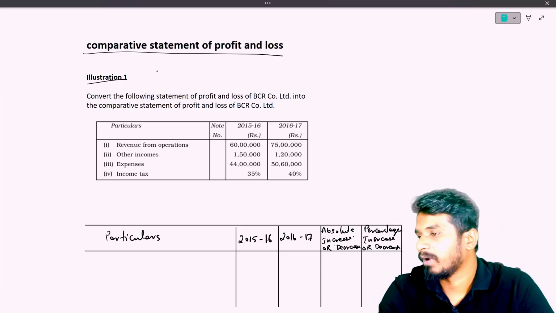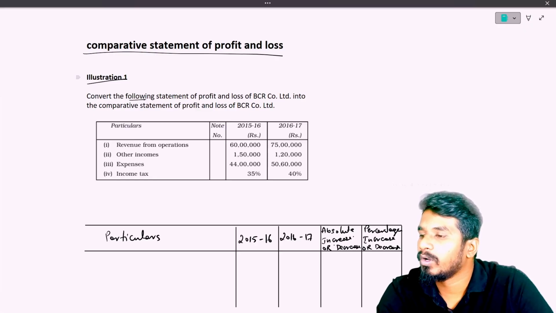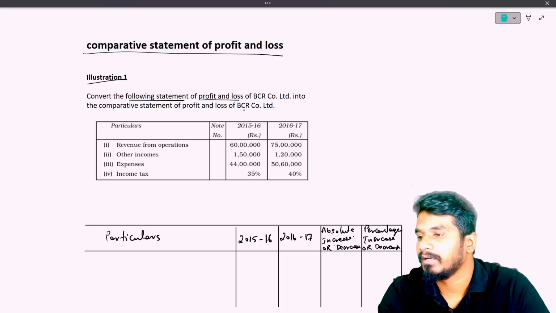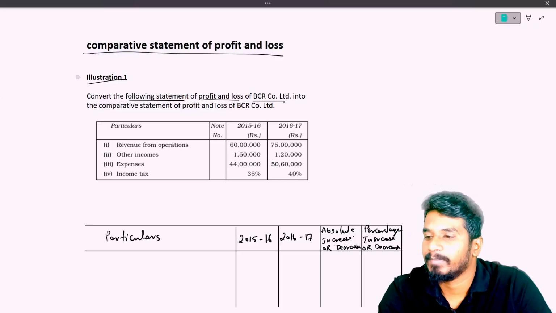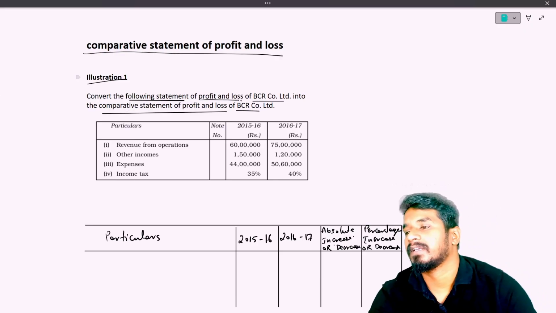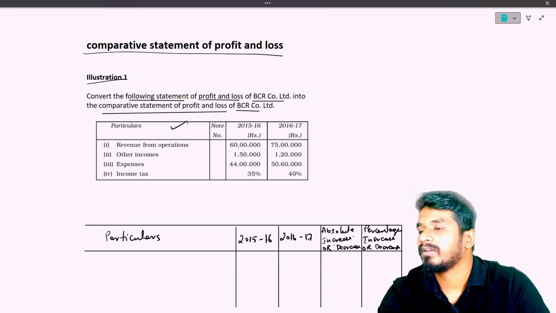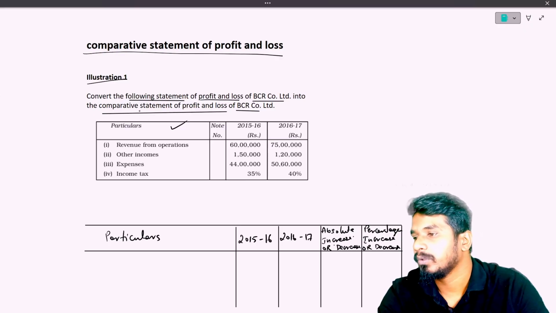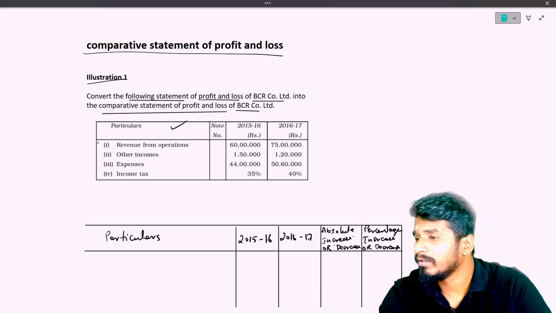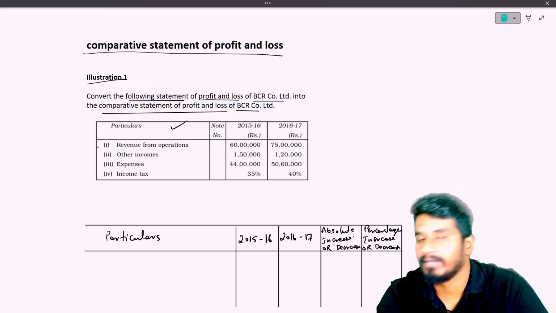So, illustration one. Convert the following statement of profit and loss, or you can keep it as an income statement, of BCR Company Limited into the comparative statement of profit and loss of BCR Company. What they are asking: you need to convert the following profit and loss account into a comparative statement, right? So how can we do that? Let us see first what items are given in the question, then we'll see the format.